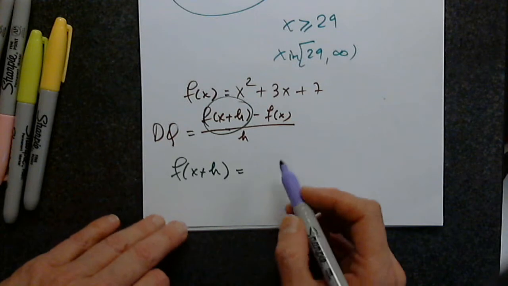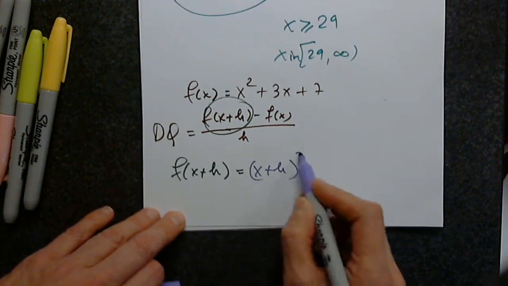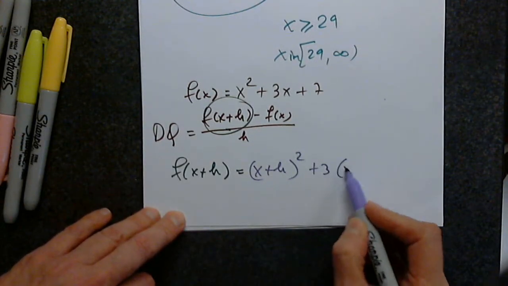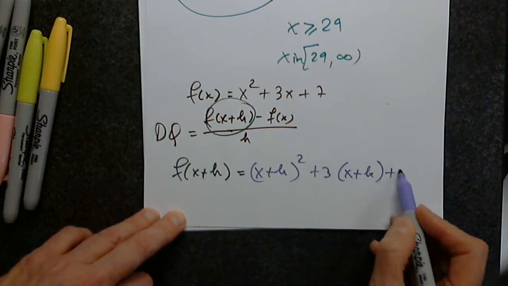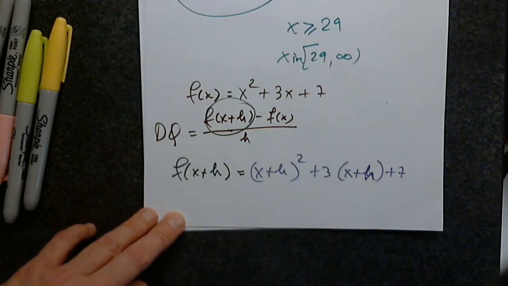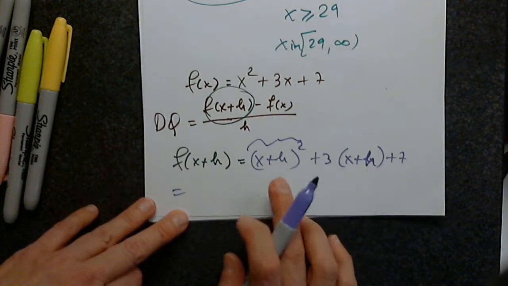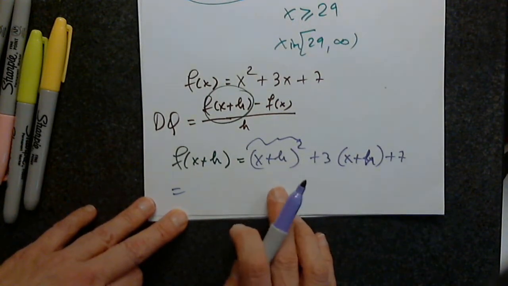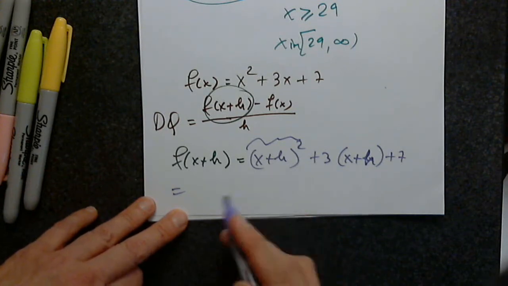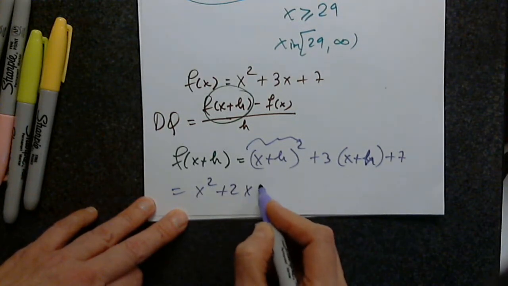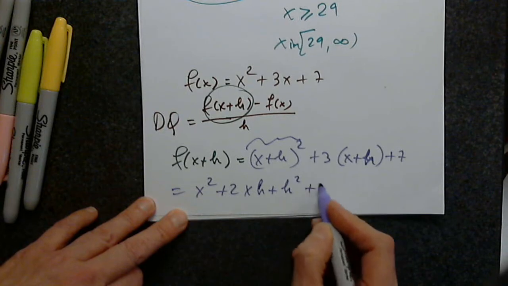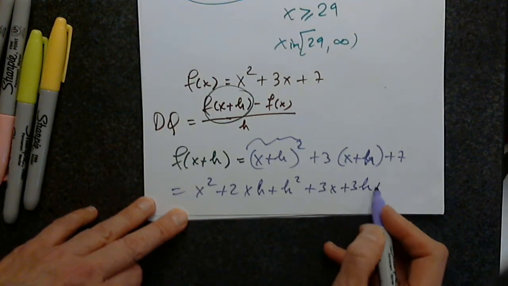So x plus h squared plus 3 times x plus h plus 7. Very good. Excellent. So now I have to square first. And remember, we did this on the first day of classes. So x squared plus 2xh plus h squared, plus 3x plus 3h and plus 7.